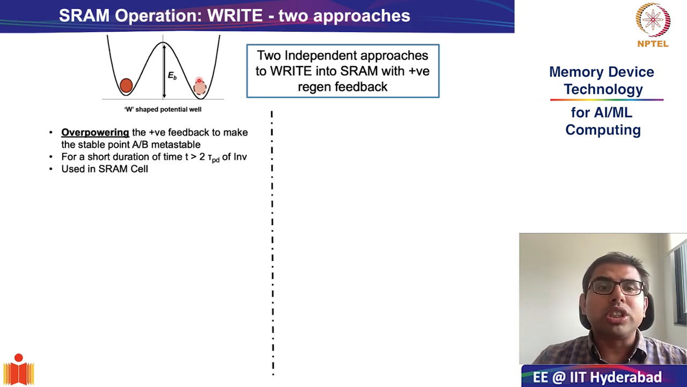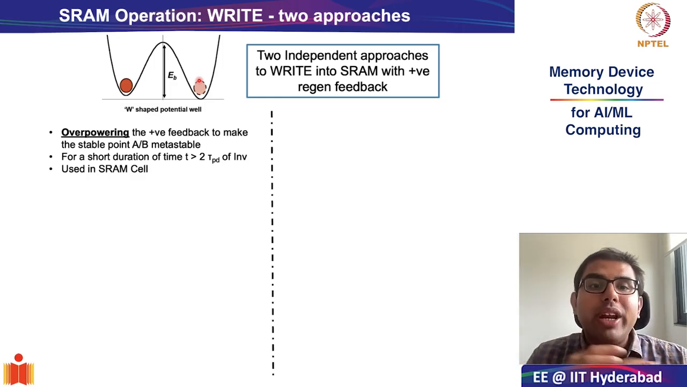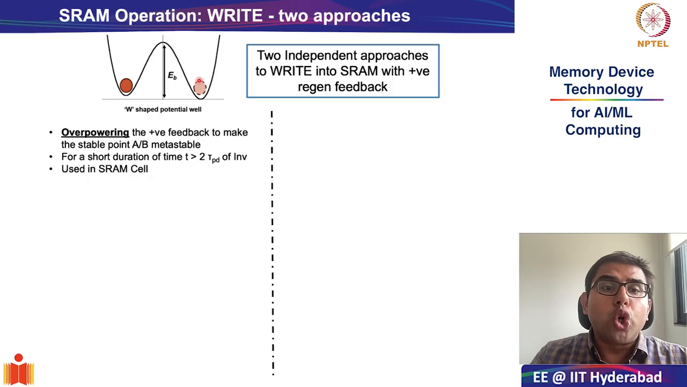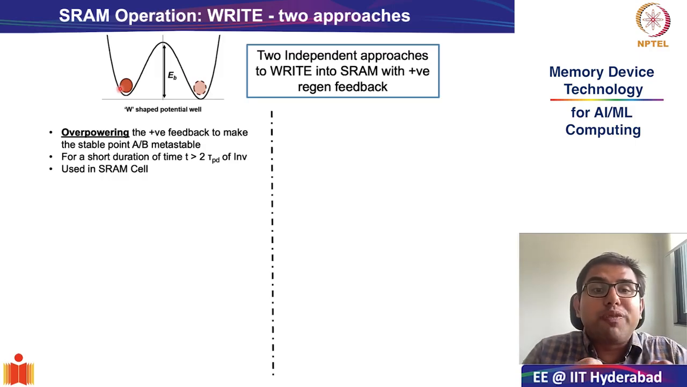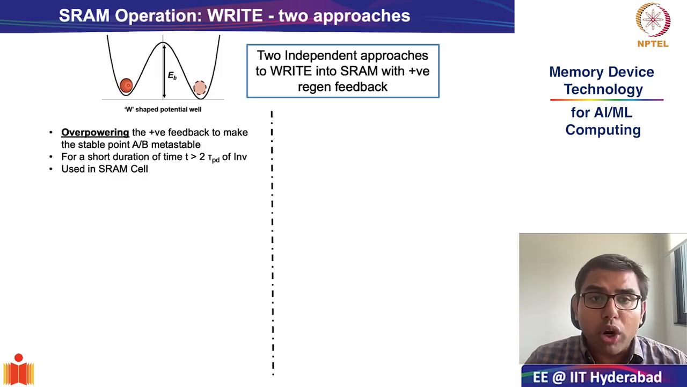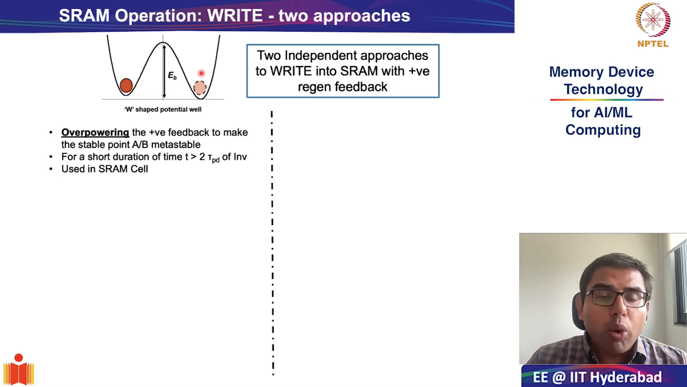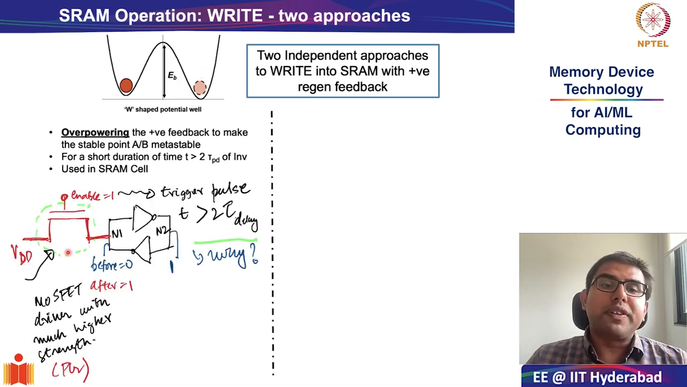The first approach, as I just mentioned, is completely overpowering the positive feedback to make sure that points A and B, the stable points that we saw, get transferred into metastable points, and therefore if we give it enough energy, the state will be able to flip. And how is this facilitated? This is facilitated in the SRAM cell in the following manner.